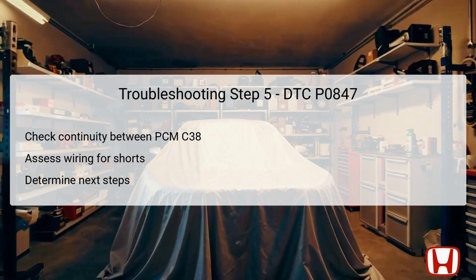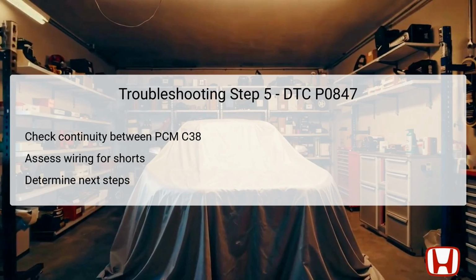The final step involves checking for continuity between the PCM connector terminal C38, which is a vital point in the transmission control process, and body ground. You will perform this test to ensure that there is no unintended electrical pathway, creating a short to ground in the wiring between terminal C38 and the transmission fluid pressure switch B connector terminal. If continuity is present, it indicates that there is indeed a short circuit in the wiring, requiring repair.